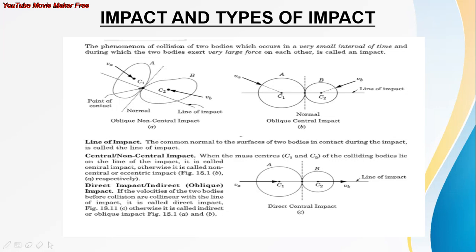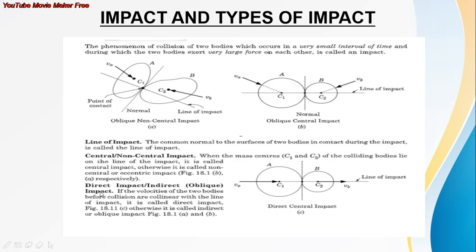What does it mean? It means that if the line of impact of the two bodies, when they collide, passes through the center of the body, that is C1 and C2, then it is known as central impact. And if it is not passing through the center, like in this case, the center is here, and the line of impact is here, then it is known as non-central impact or eccentric impact.